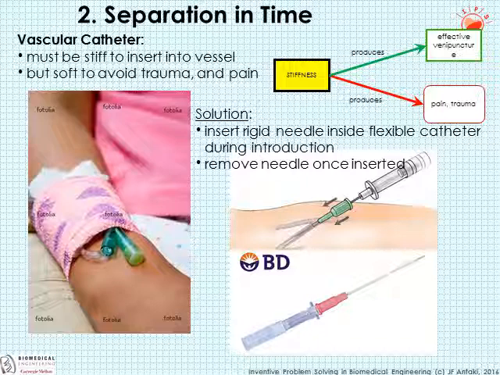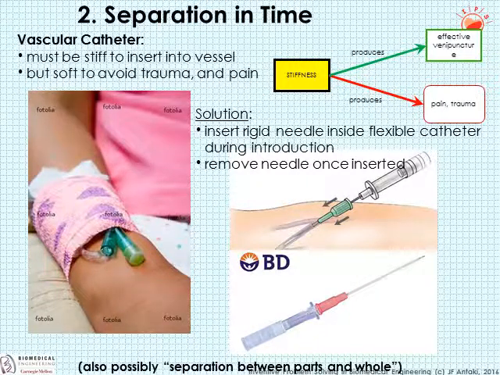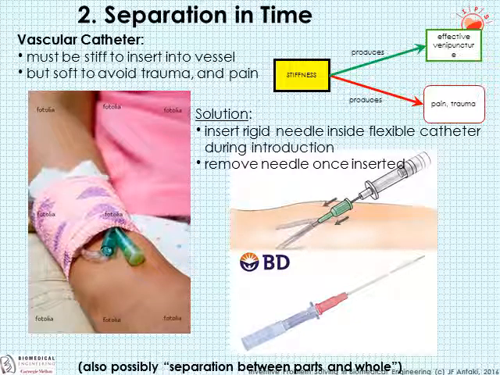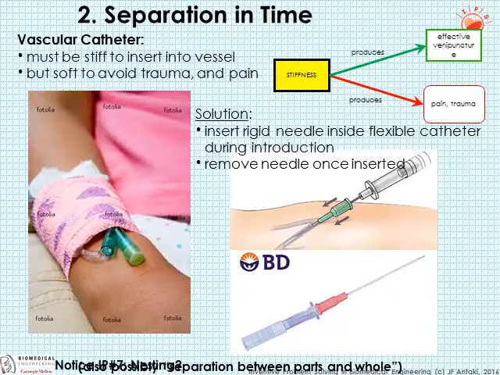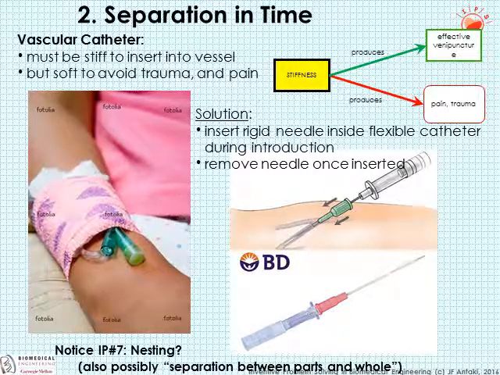This is an example of a very simple looking invention device that makes an enormous amount of money for companies like Becton Dickinson. And every little tweak and improvement that you can make on this can steal market share away from this monolithic company. Just for good measure, although we haven't gotten into it, it's also an example of separation between parts and whole. And if you were noticing, we may have spoken about this in an earlier class, this is an obvious example of nesting.